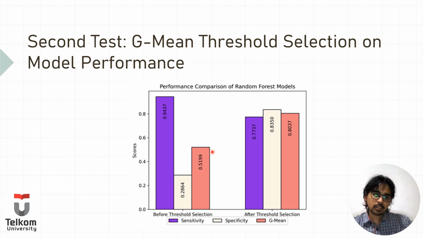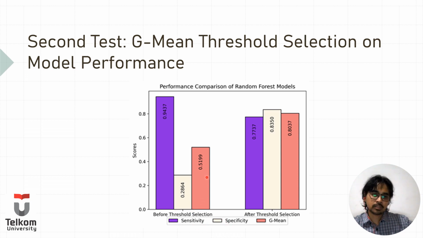As we mentioned earlier, accuracy can be used to measure the performance of our random forest model. So here we use sensitivity and specificity. Sensitivity measures the performance of the majority label, and specificity measures the performance of the minority label. Here we can see before the threshold selection, there is a very high imbalance between the majority label performance and the minority label performance. The G-mean is the aggregation of both the sensitivity and specificity.